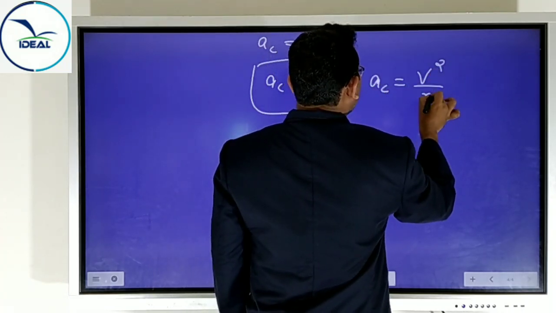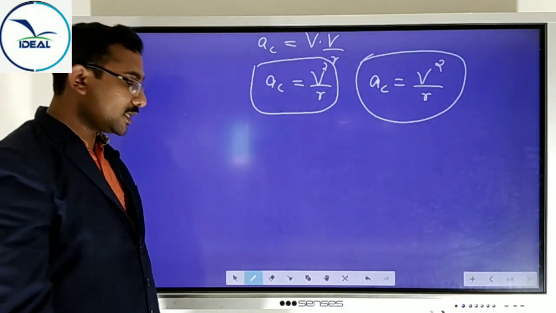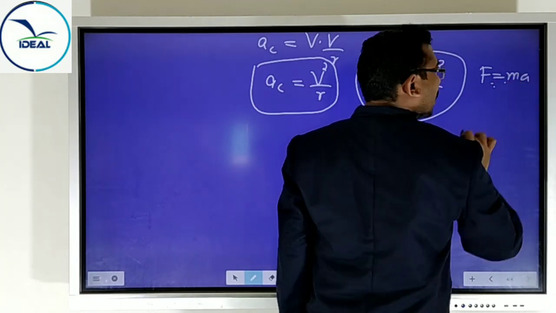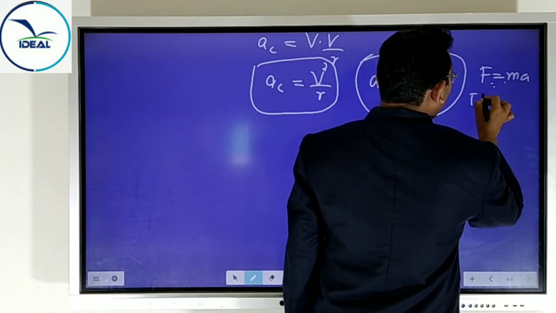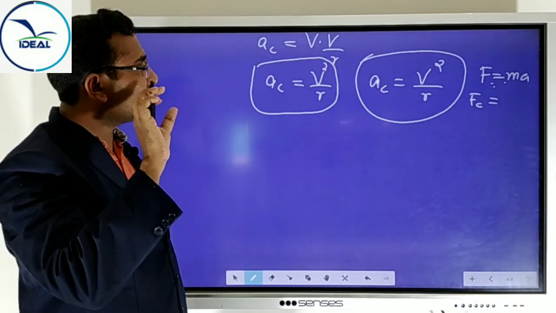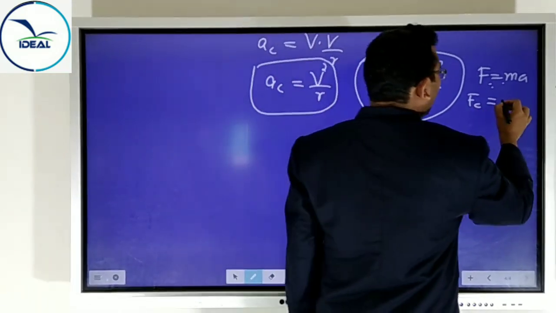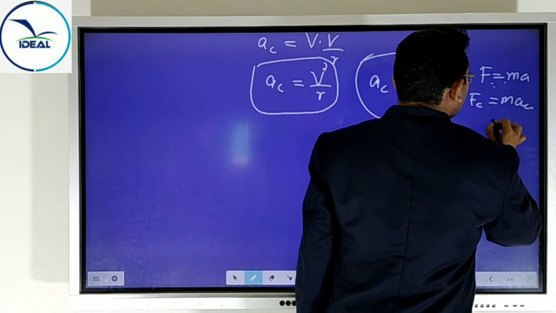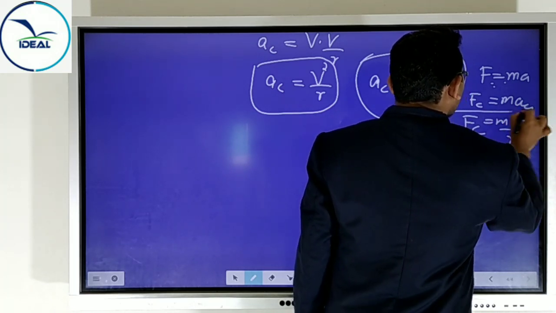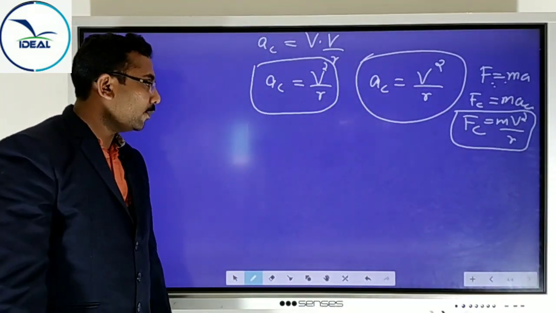The magnitude of the centripetal acceleration is V square by R. You know centripetal force: force equal to MA. If a body is in circular motion, there must be a centripetal force. Fc equal to m into centripetal acceleration, that is m into v square by r. This is the equation of centripetal force. You will study it in the next chapter, then use this equation.